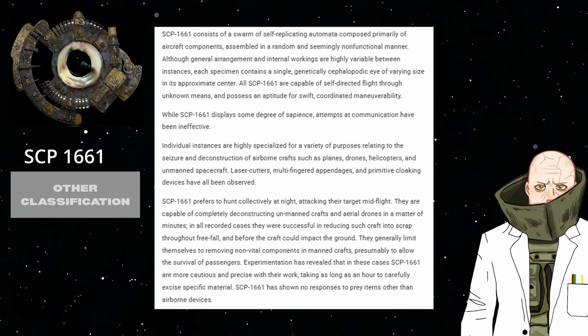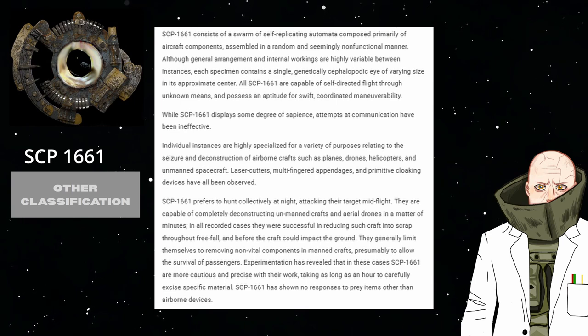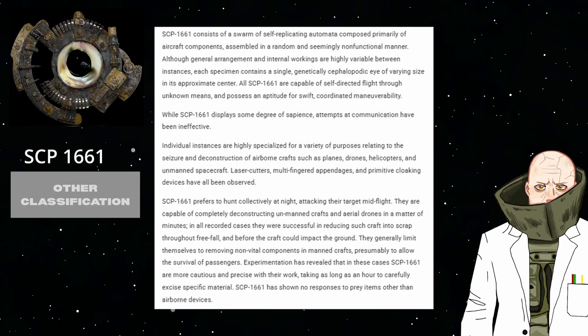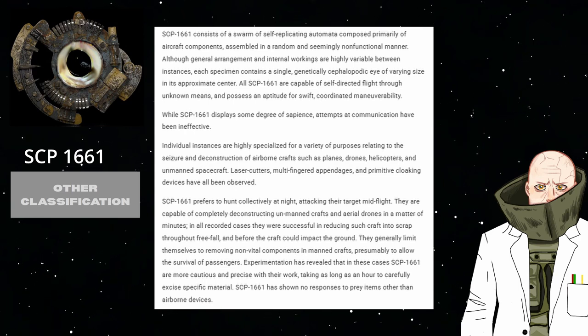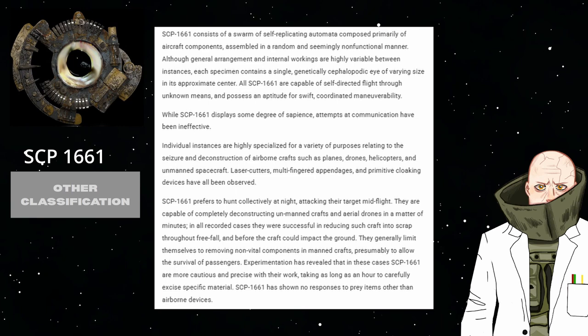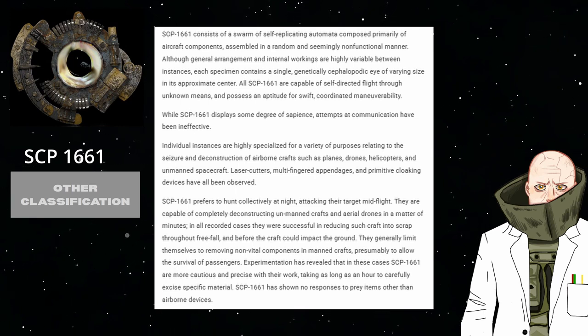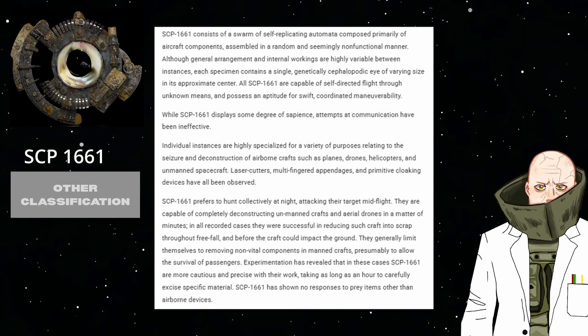1661 prefers to hunt collectively at night, attacking their target mid-flight. They are capable of completely deconstructing unmanned aircraft and aerial drones in a matter of minutes. In all recorded cases, they were successful in reducing such craft into scrap throughout free fall, and before the craft could impact the ground. They generally limit themselves to removing non-vital components in manned crafts, presumably to allow the survival of passengers.